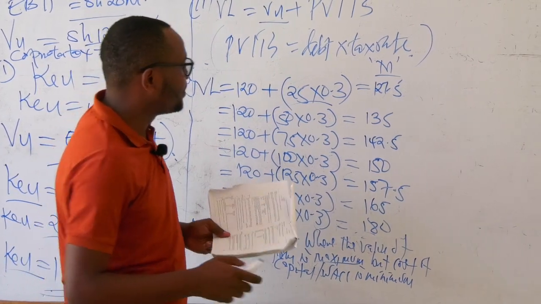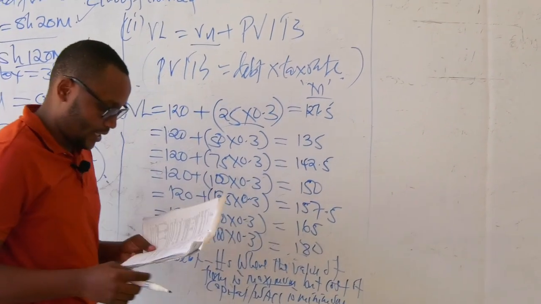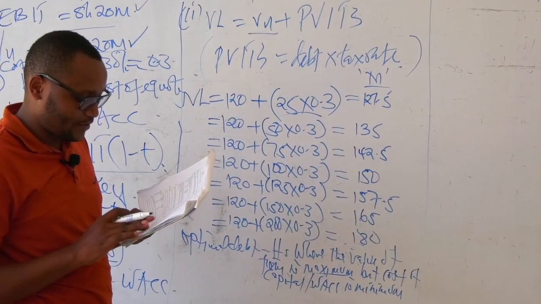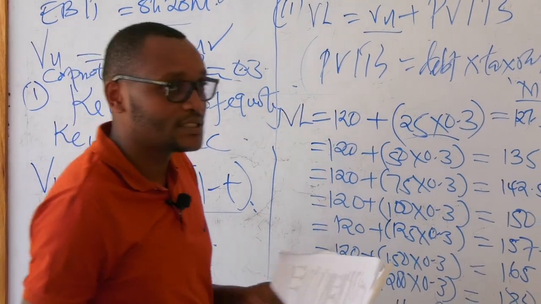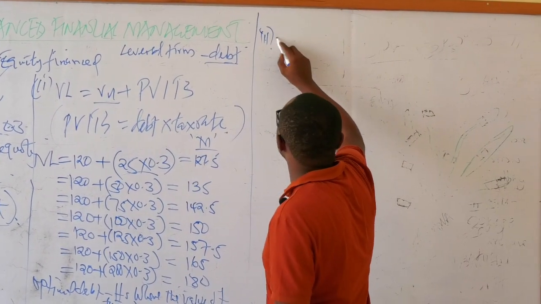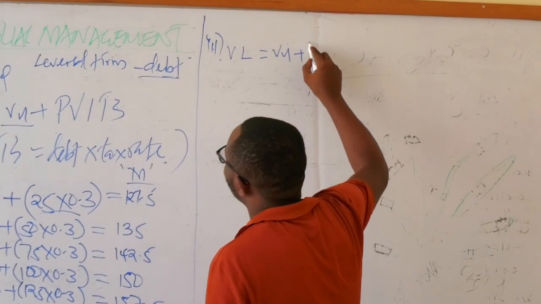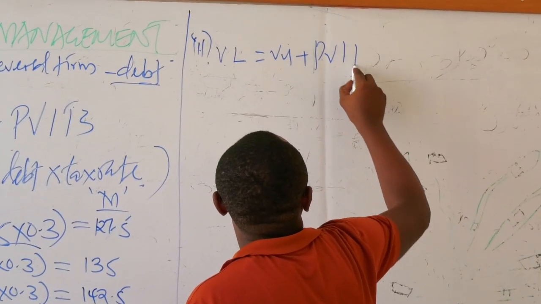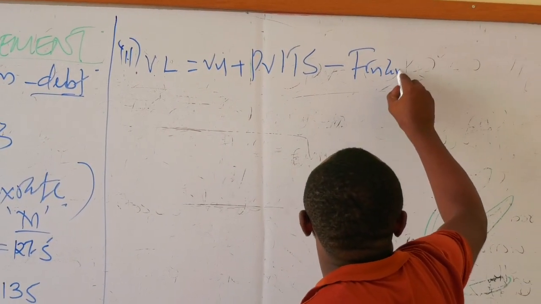Then we go to the last part. Maybe I'm going to include it here: the company's optimal level of debt finance using the MM tax model with financial distress. When we have financial distress, the value of the levered firm is equal to the value of the unlevered firm plus the present value of the interest tax shield minus financial distress.